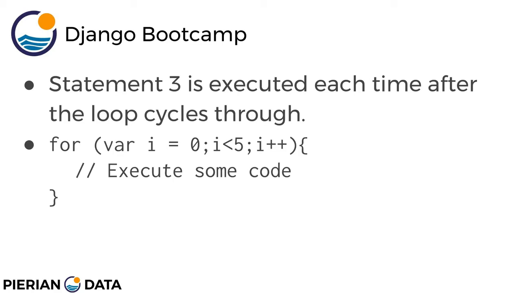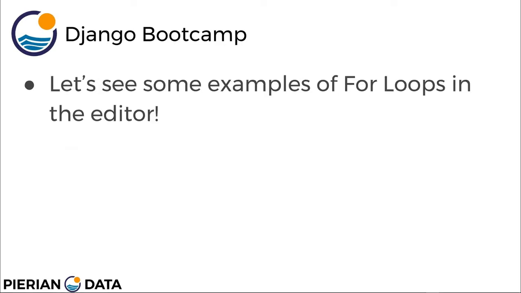So here, what this for loop is saying is start off with the variable i is equal to 0. And while i is less than 5, do some code, and then every cycle you're going to add 1 to i, or i++. All right, so let's see some examples of for loops in the editor.